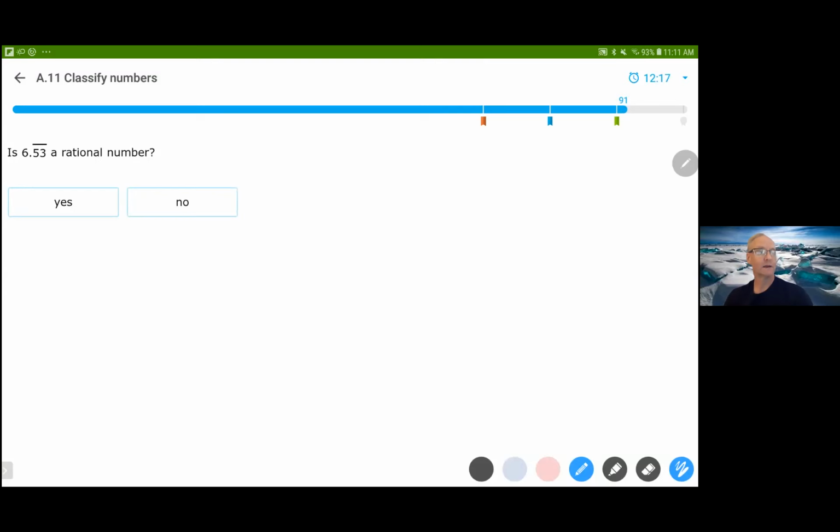Is it rational? Yes, repeating decimals are rational. To prove it, again, it becomes 53/99, which of course is a mixed number. And if we wanted to change it, we could. I'm not going to do that. So yes, it's rational.